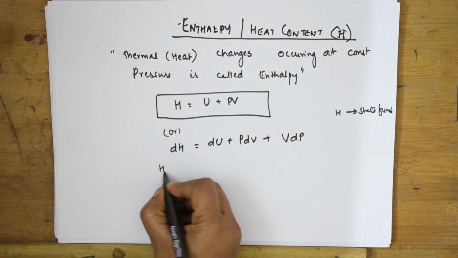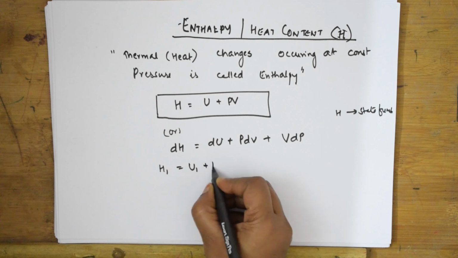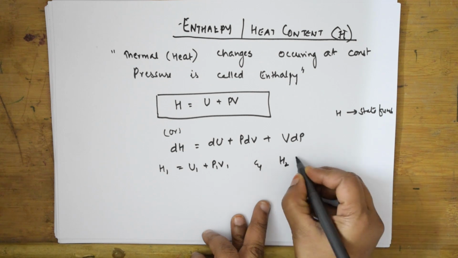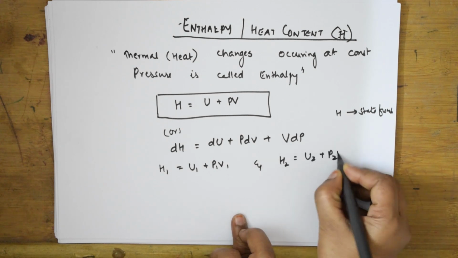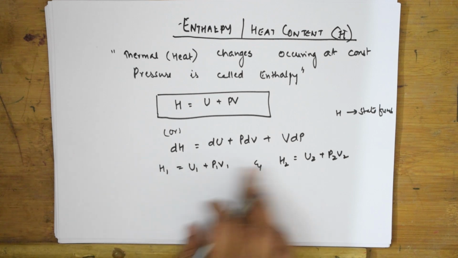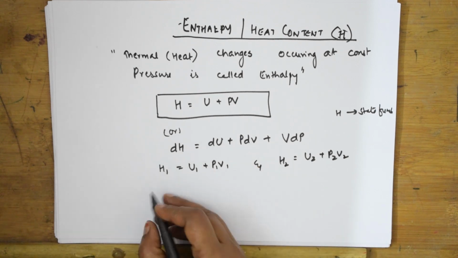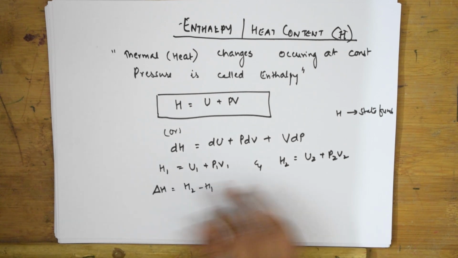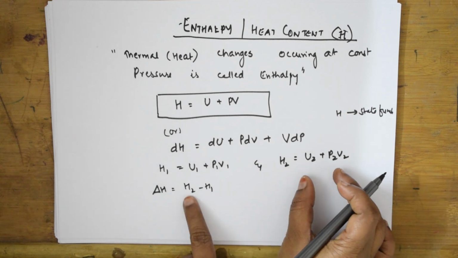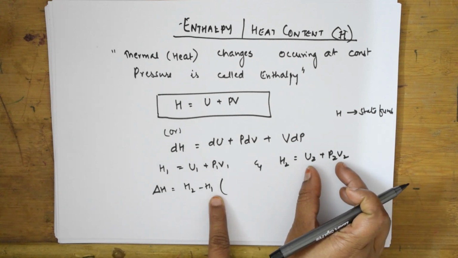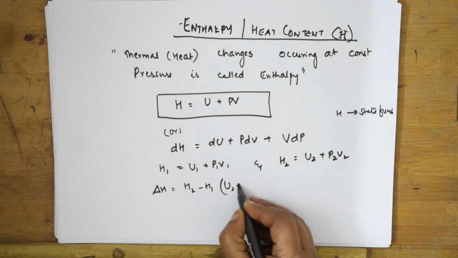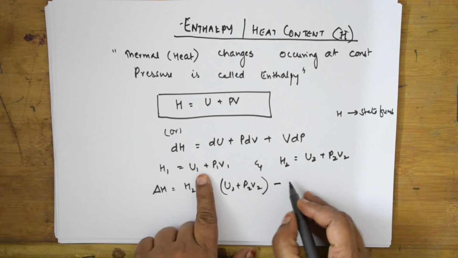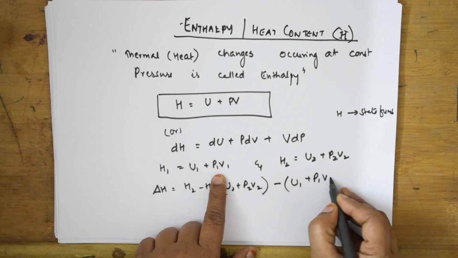Now let us take two conditions. Let's take H1 is equal to U1 plus P1 V1. This is one condition. Now I am going to take one more condition, that is H2 is equal to U2 plus P2 V2. Fine. So I have two conditions here, H1 and H2. I can write collectively as delta H, isn't it? So delta H is nothing but H2 minus H1. So write what H2 is equal to, U2 plus P2 V2, close the bracket, minus of U1 plus P1 V1.